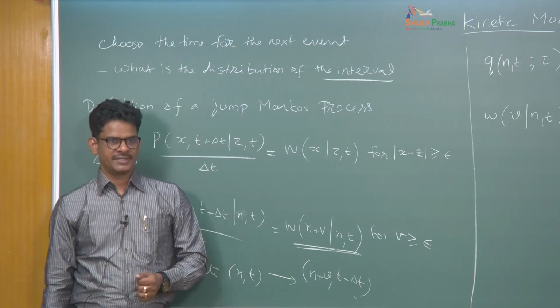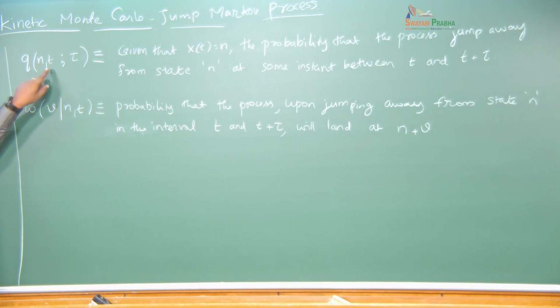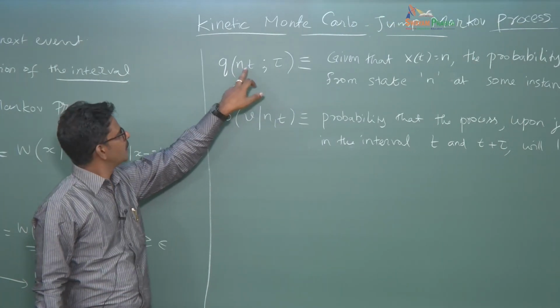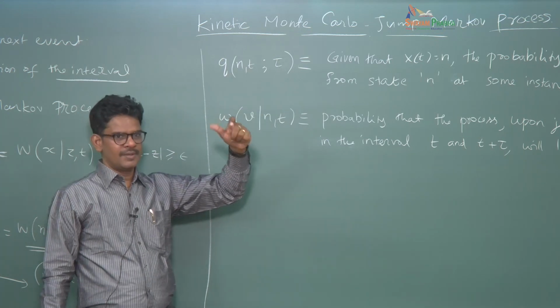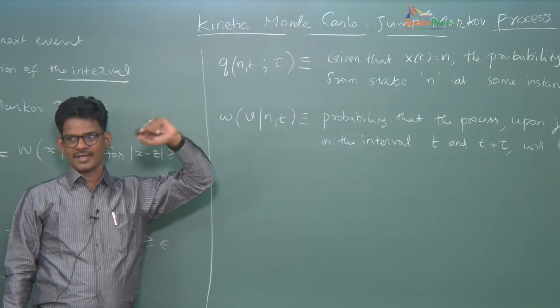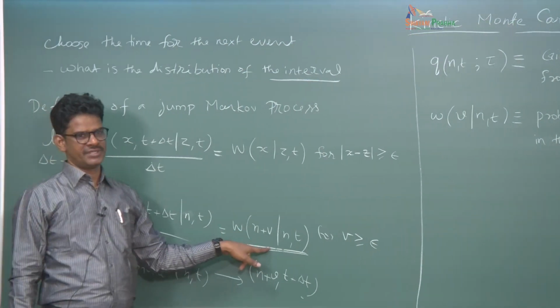If you look at this function q of n comma t, this is the current state, and the way I am writing the notation is n comma t with a semicolon tau, and I am saying I am not worried about where it is going to land. I will only say what is the probability that the system, currently at n comma t, in the time interval t to t plus tau will actually jump away regardless of where it ends up landing. So here we say that it is jumping, also landing into a new state.